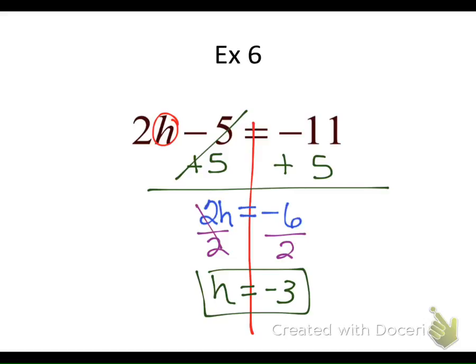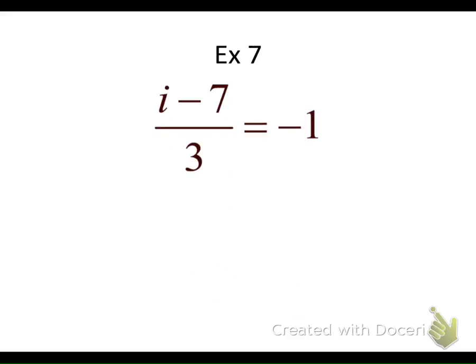All right, example number 7. If I'm going too fast, let me know. Otherwise, moving right along. Okay, i minus 7 divided by 3. When I see a problem like this, what should be the first thing that I do? Parentheses. Yeah, we're going to put parentheses around the top. What number am I going to get rid of first? The 3. How do I get rid of that 3? Times by 3.